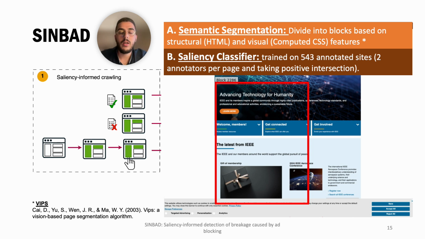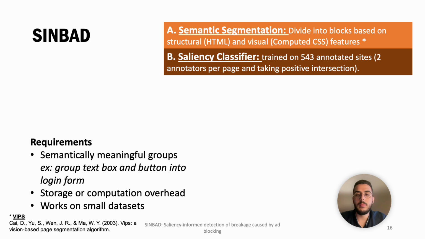in-house classifier that we train on our own annotated set of 543 sites, each annotated by at least 2 volunteers, and taking only the positive intersection of their annotations to account for the moderate agreement between annotators and the subjective nature of saliency. Let's delve a bit deeper into the choices we made for semantic segmentation and saliency classification.